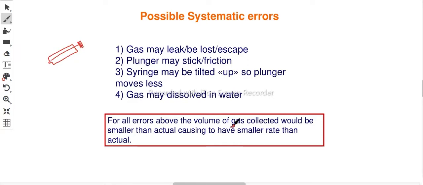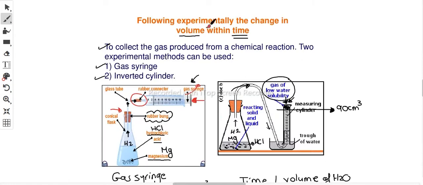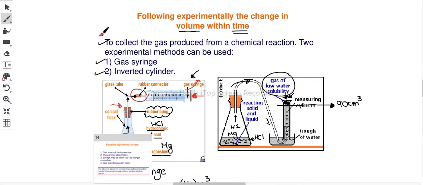Number 4, the gas may dissolve inside water. Here, this is another expected possible systematic error. I suppose that the gas has to go into the delivery tube, but maybe the gas that has been formed in my experiment will not reach the gas syringe. So it can easily dissolve instead of being collected. So this is another systematic error.